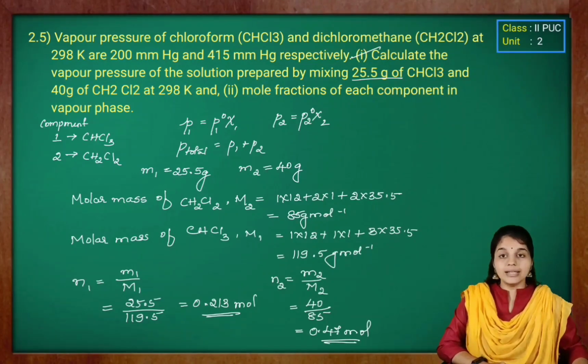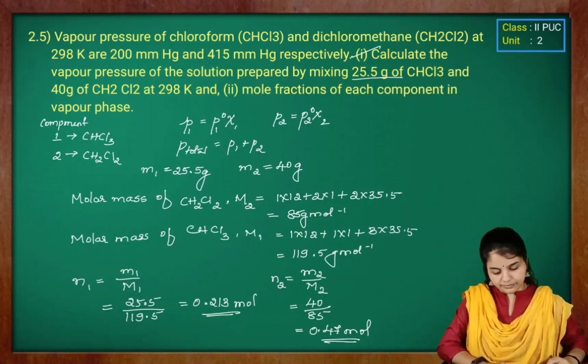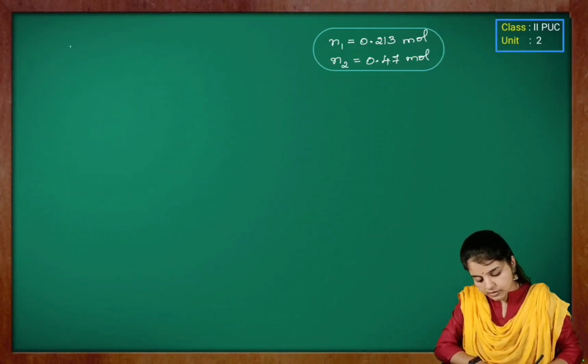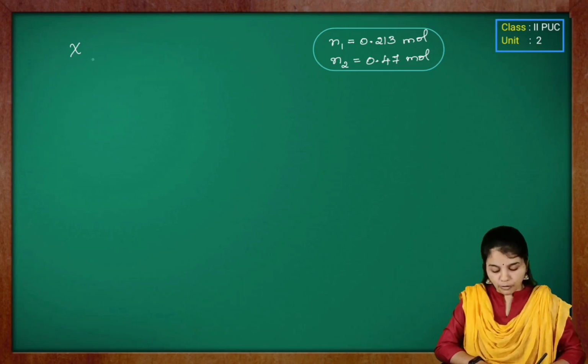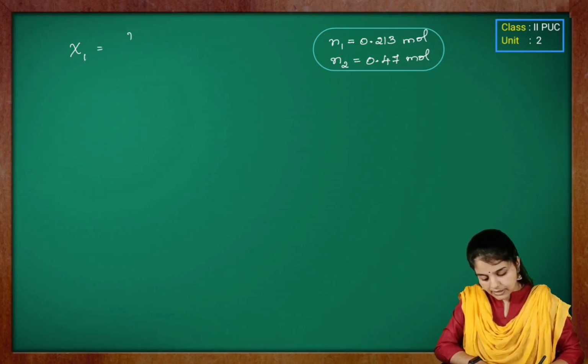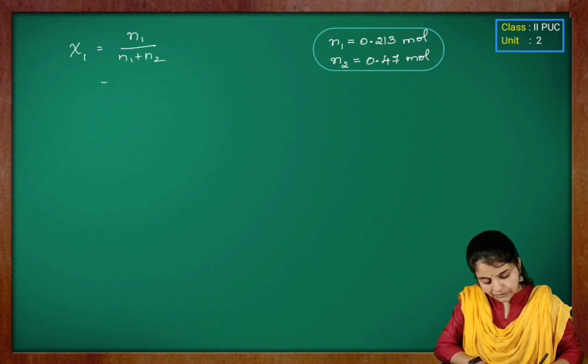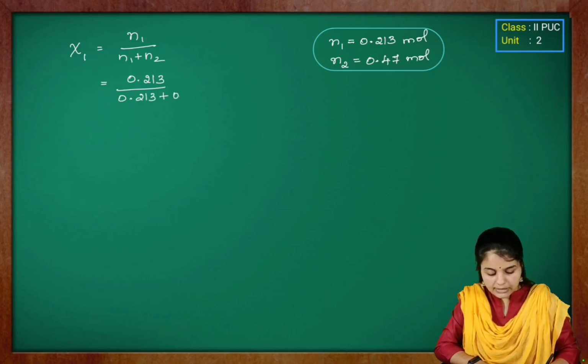Now we shall calculate the mole fractions of dichloromethane as well as chloroform. Mole fraction of chloroform chi 1 is N1 divided by N1 plus N2. So N1 here is 0.213 divided by 0.213 plus 0.47. And this is equal to 0.312.